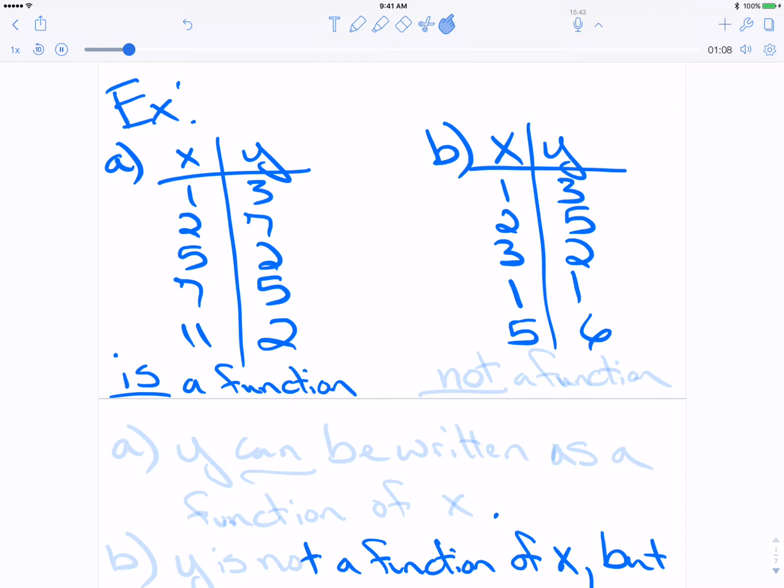In B, I have x values that are 1, 2, 3, 1, and 5. In this one, the value of x equals 1 is repeated. So you have an x of 1 and a y of 3, but you also have an x of 1 and a y of 1. That's not a function because the x values are repeated with different y values.